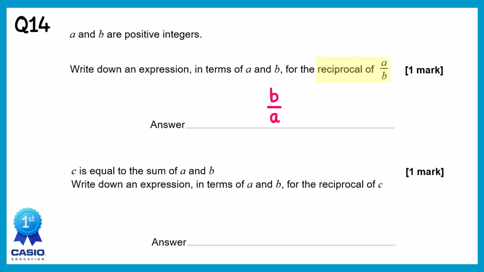In the second part of the question, we need to find the reciprocal of c, and we're told that c is equal to the sum of a and b. The sum of a and b means a add b, so a plus b. To find the reciprocal of c, we would write c as c over 1, and then flip this upside down, so 1 over c. But we know that c is equal to a plus b, so instead of 1 over c, it's 1 over a plus b.